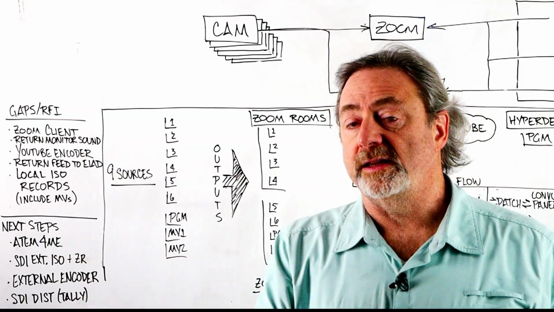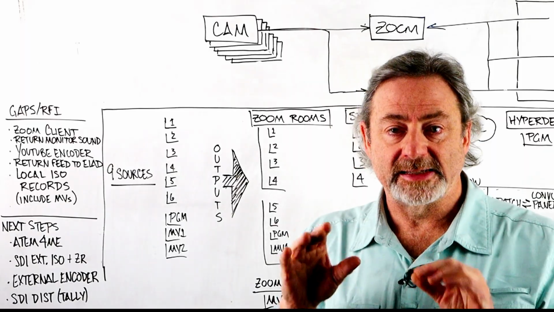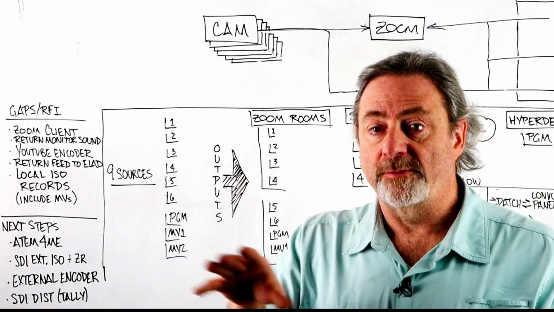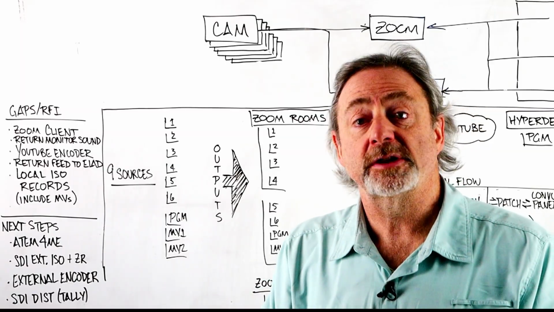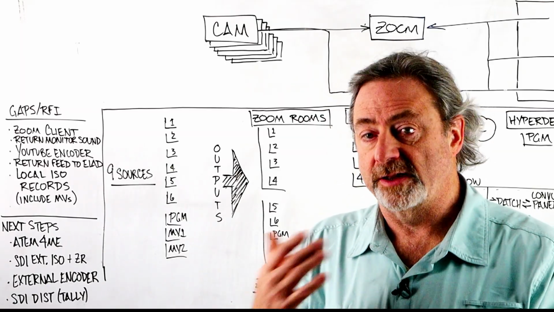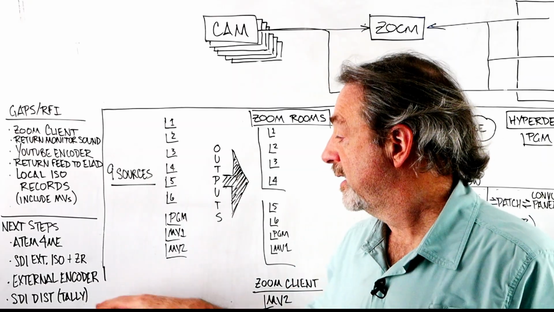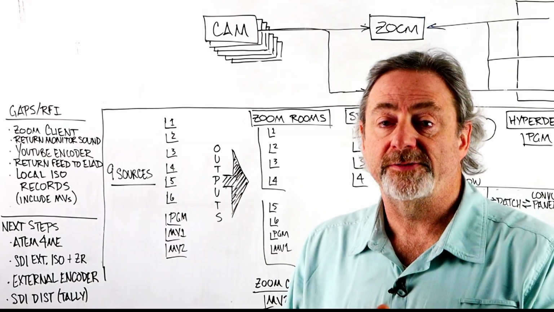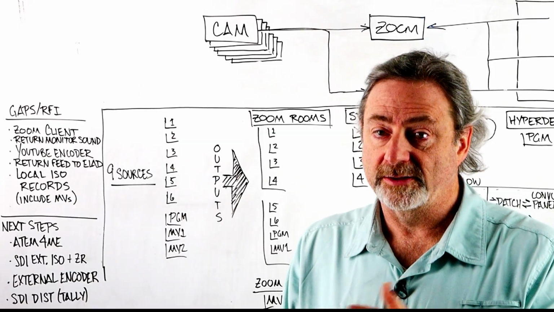Getting in the SDI Extreme ISO that has 8 inputs for ISO record, that'll help. We have one earmarked for installation, plus getting that third Zoom room. That's another of the next steps. Getting an external encoder, the web presenter for now. If we find an upgrade or have something better, we can look at that.